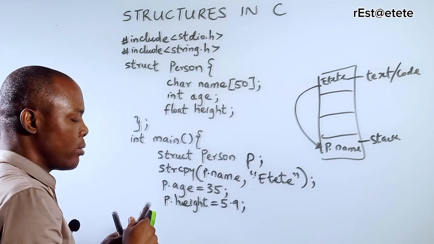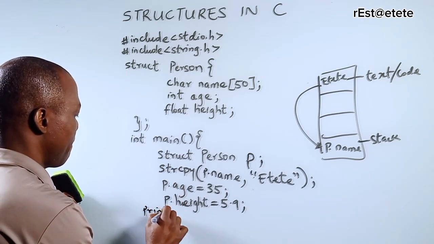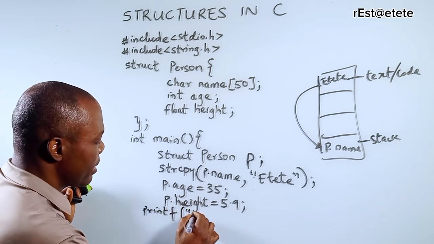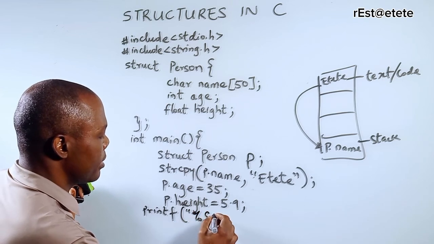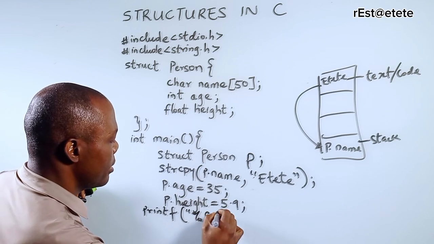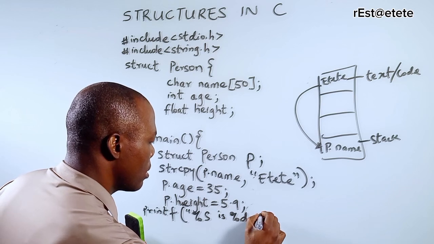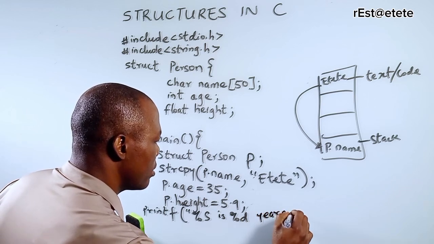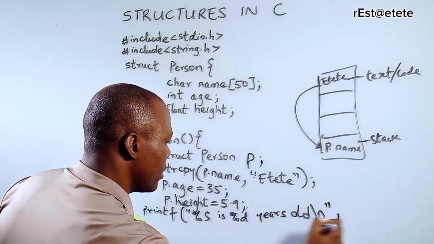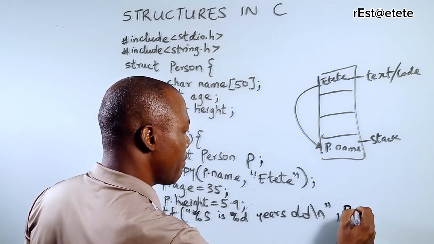Now you can print it out by saying printf, right? I can say %s is %d years old \n. Then for this one, right, you will say P name.